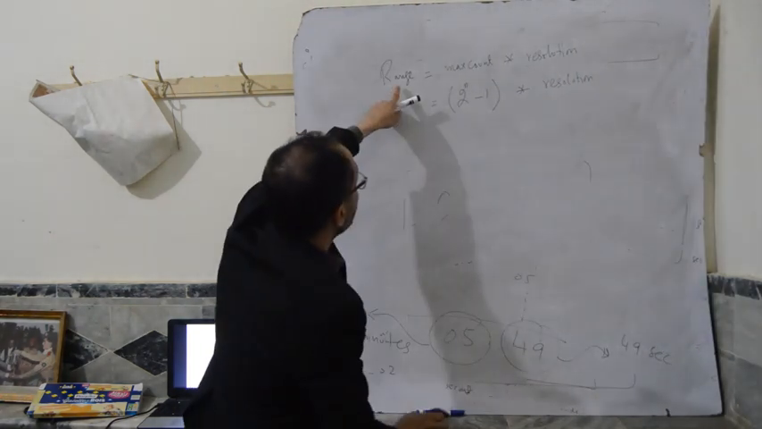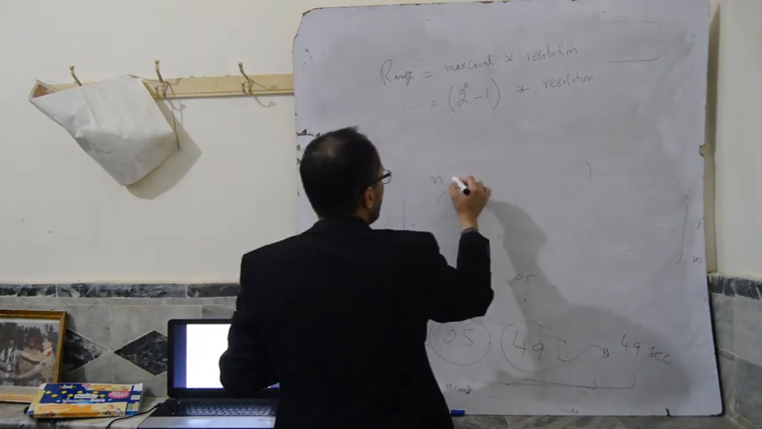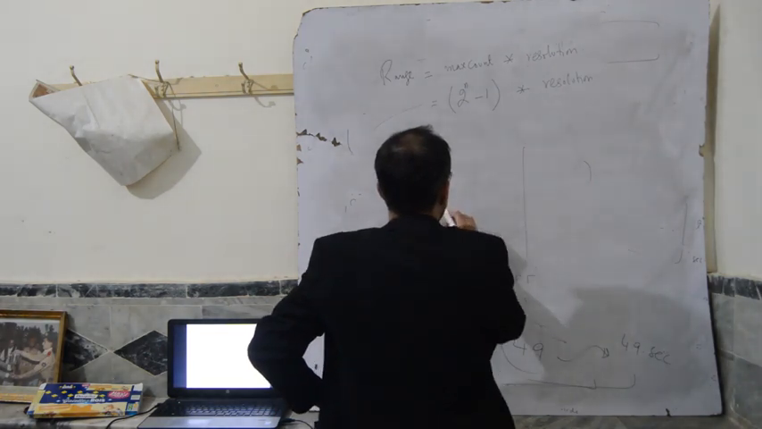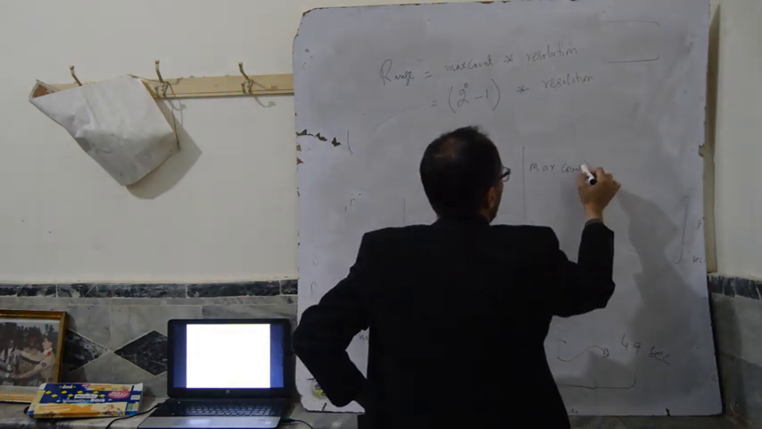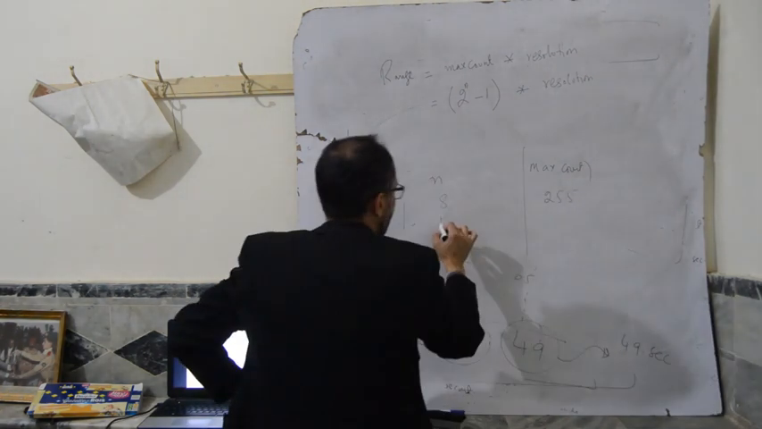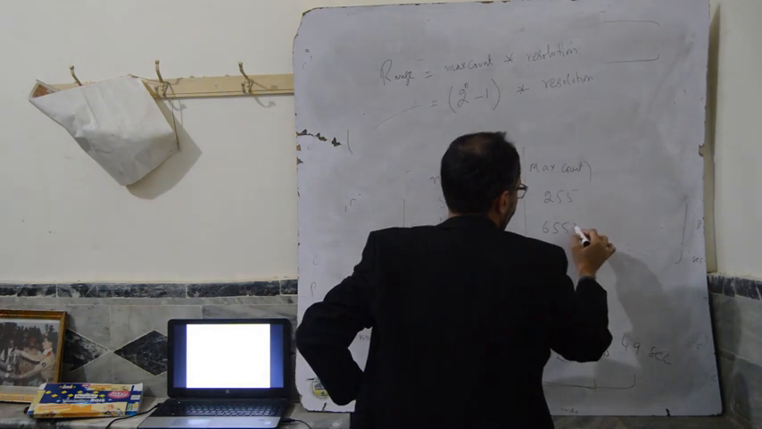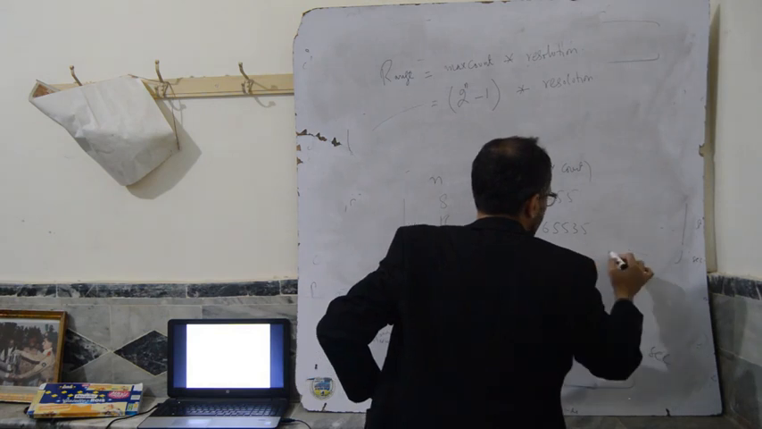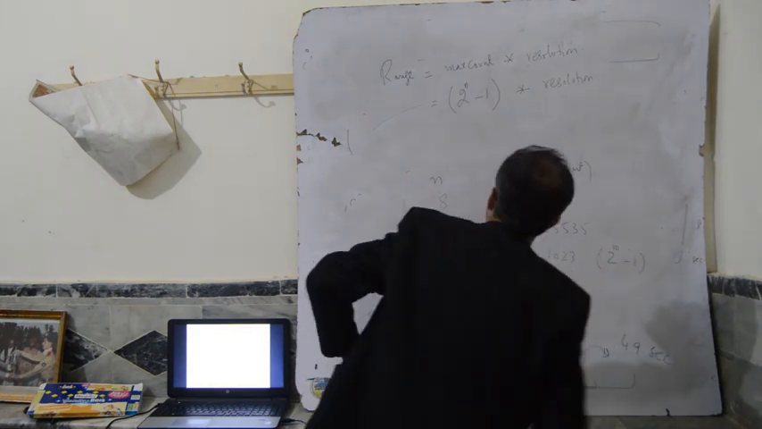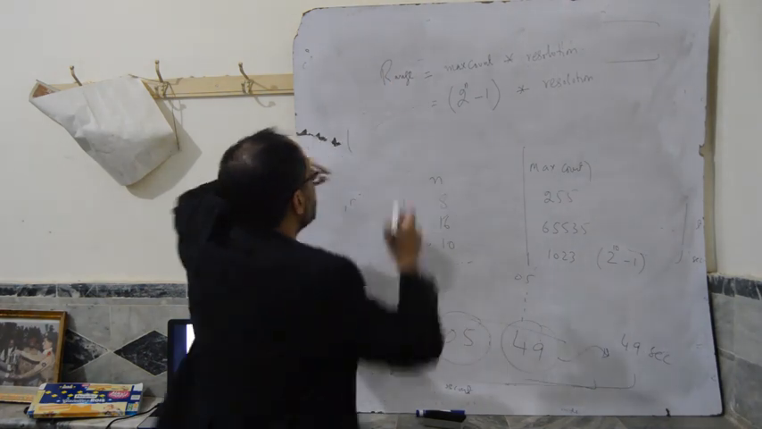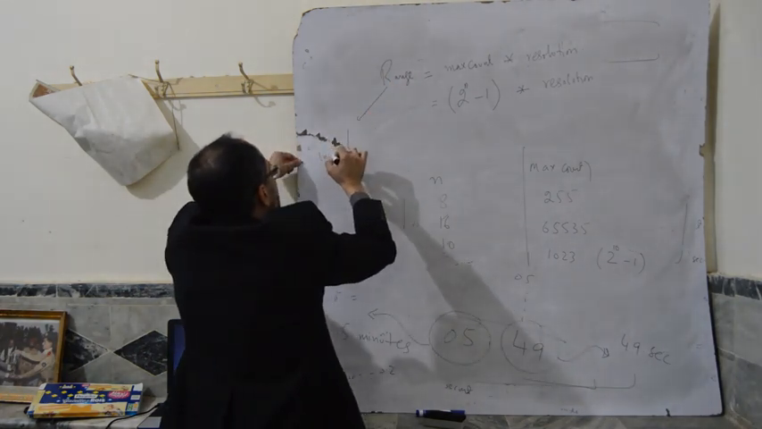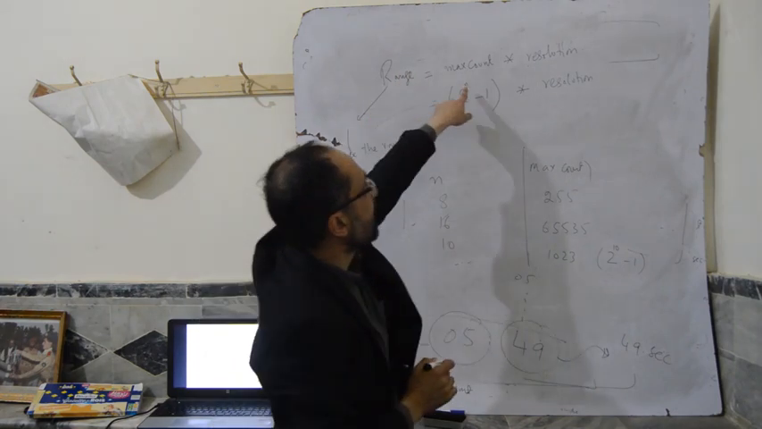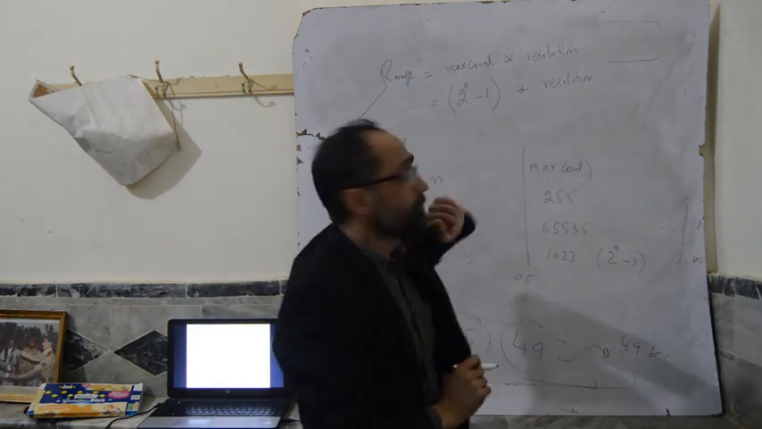So how can we increase the range? Either by increasing n. If n is equal to 8, the maximum count will be 255. If n is 16, the maximum count will be 65,535. If n is 10, the maximum count will be 1023, that is 2 raised to 10 minus 1. So we can increase the range either by increasing n or by increasing the resolution.